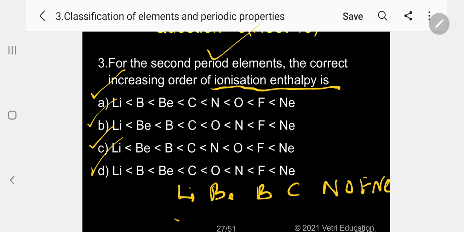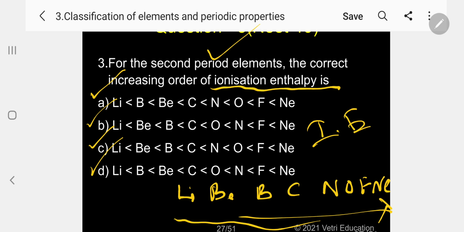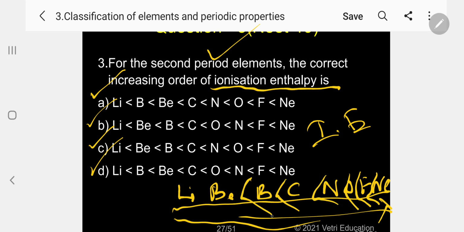So what is the normal order we are expecting regarding ionization energy? I told you atomic size increases down the group, atomic size decreases across the period. All the other periodic properties are reversed. So across the period, size decreases, so ionization energy increases. We are expecting it should increase across the period. So what is the expected order then? Neon greater than fluorine, greater than oxygen, greater than nitrogen, greater than carbon, greater than boron, greater than beryllium, greater than lithium. This is the expected order.